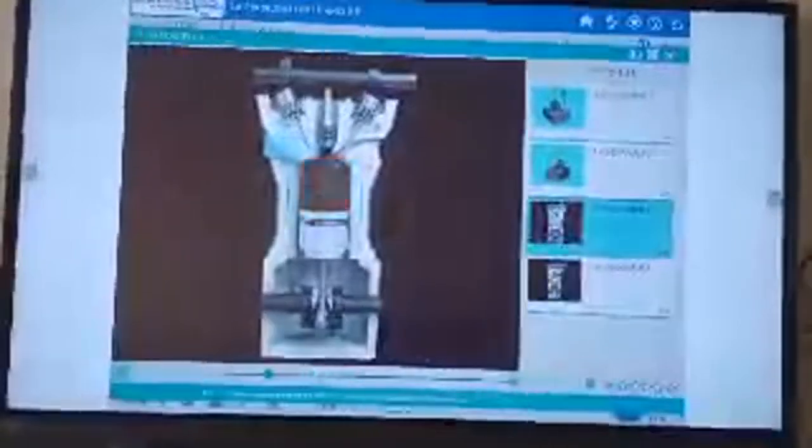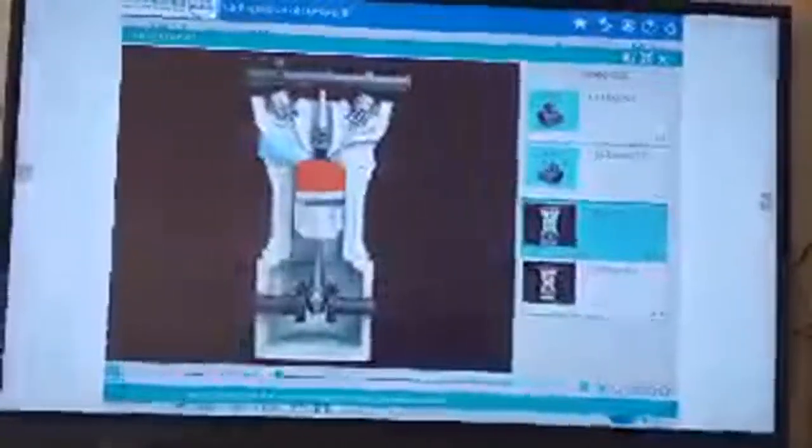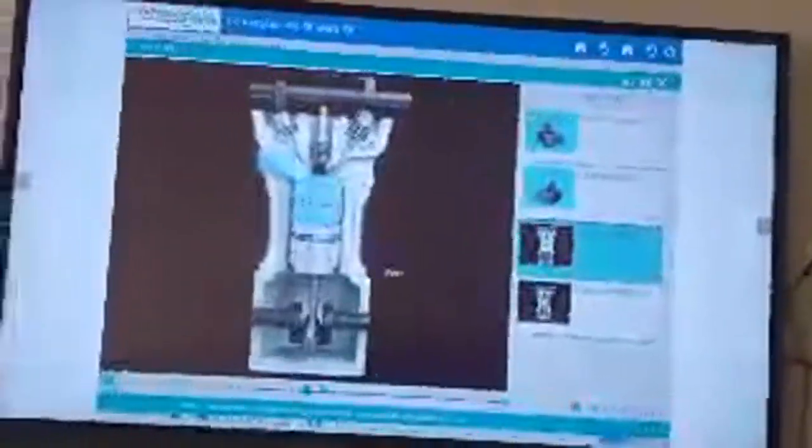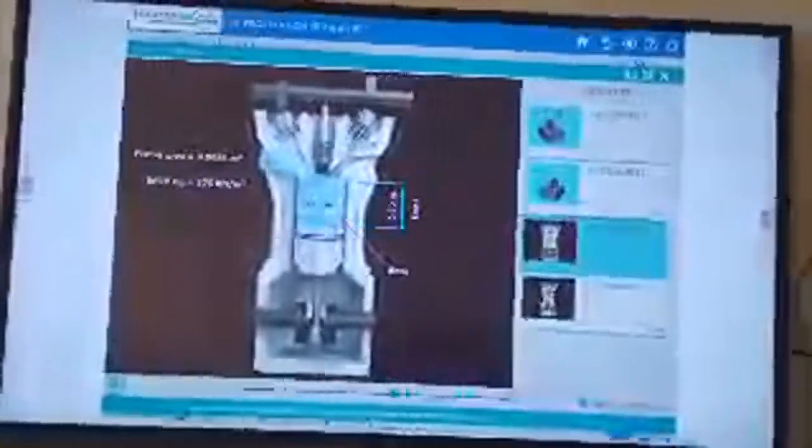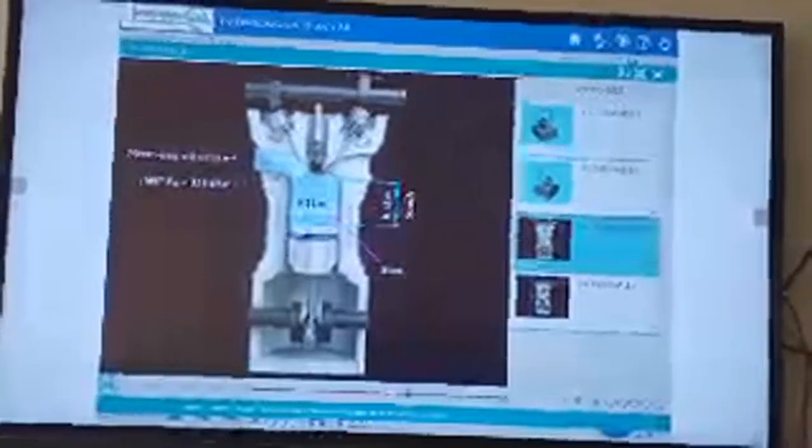Example 3. In this example, we find the indicated power of the 4-stroke diesel engine. Let us see the 3D model of single-cylinder 4-stroke diesel engine. Bore is 0.11 meter. Stroke is 0.12 meter. Piston area is 0.0095 meter square. Indicated mean effective pressure, that is IMEP, Pm is equal to 375 kilonewton per meter square. Speed is 600 rpm. Based on the given data, calculate the indicated power.